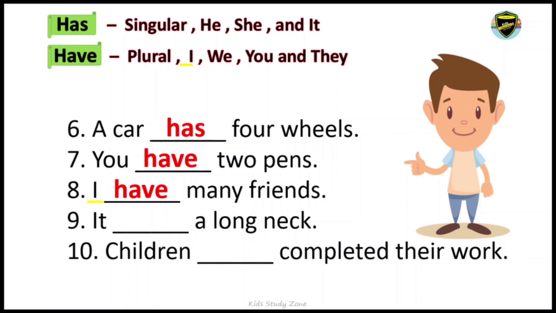Next one, it dash a long neck. Let's see the rule box. It is there and it will go with has. It has a long neck. Children dash completed their work. The word children means we are talking about many children. Okay, it's not about one boy or one girl. We're talking about plural. Okay, so children dash completed their work. With plural, you can see we will write have. Children have completed their work.